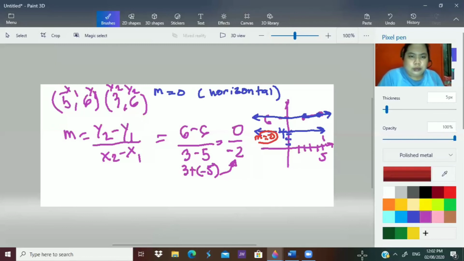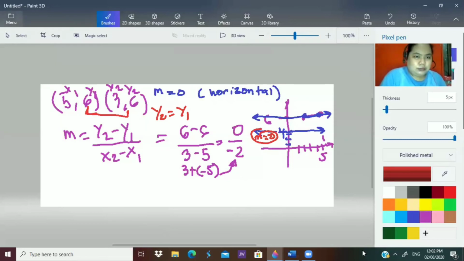Okay. So, naintindihan. Nagkakaroon tayo ng slope na 0 kapag ang line natin ay horizontal. And another pattern na makikita ninyo is y sub 2 is equals to y sub 1. Pag parehas sila ng value, that's the time the slope is 0.